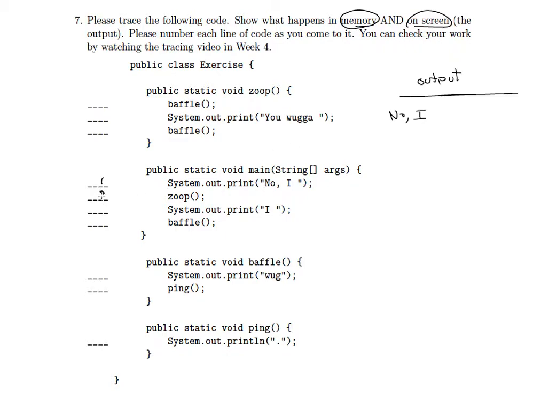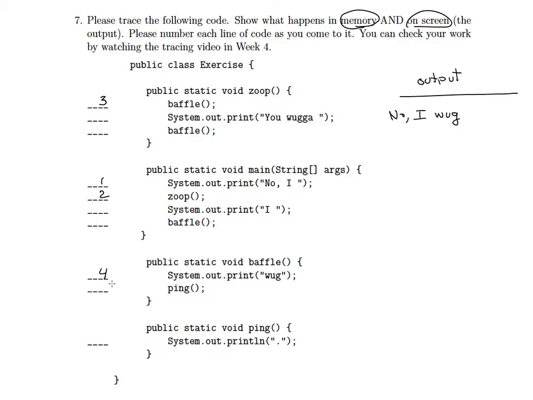Now line 2 executes, it makes a call to a method called zoop. Zoop is up here, so therefore my number 3 goes here. The first thing I do is I call baffle, which is down here, so 4 goes all the way down here. System.out.print wug. Okay, I'm still using print. There we go, print that out.